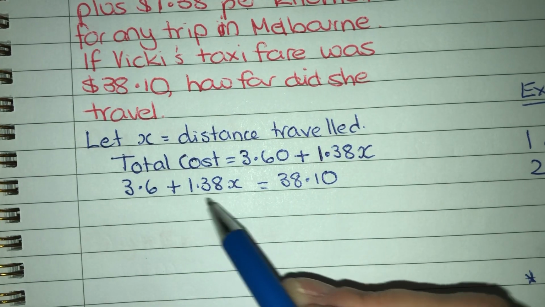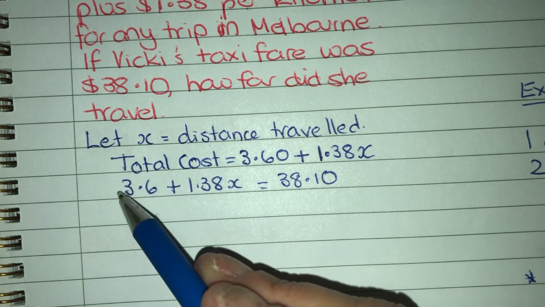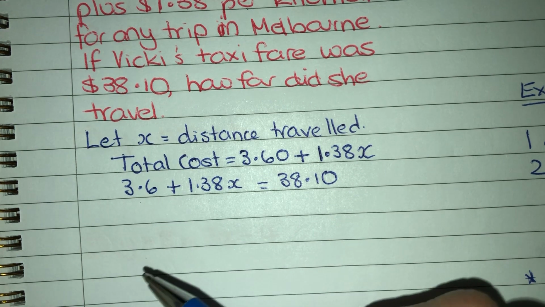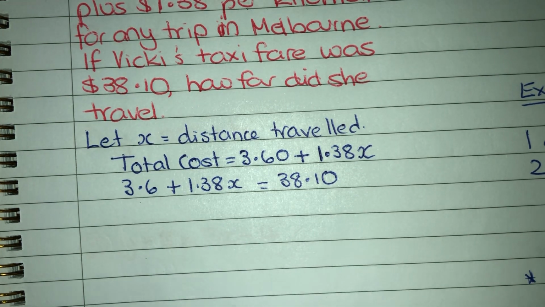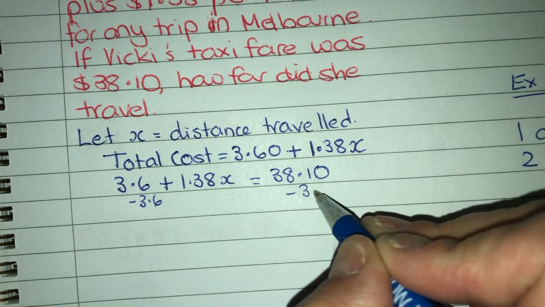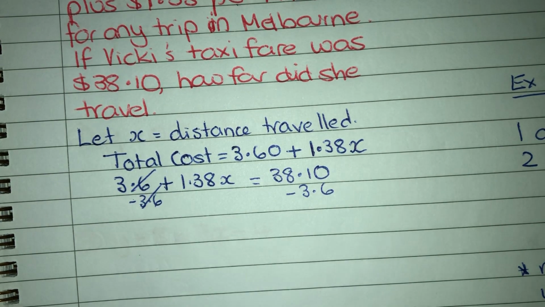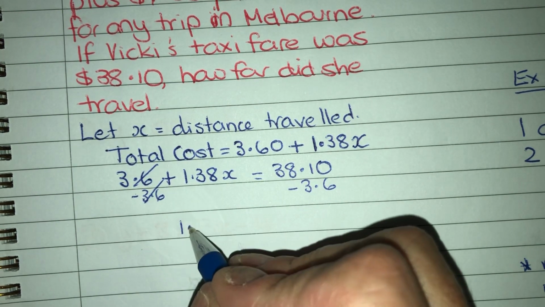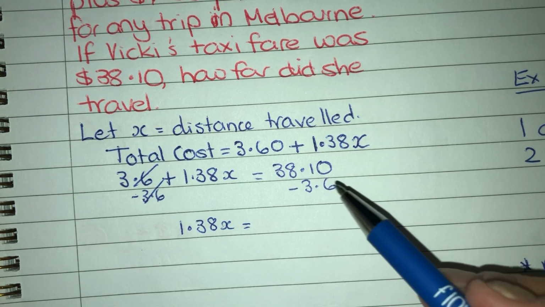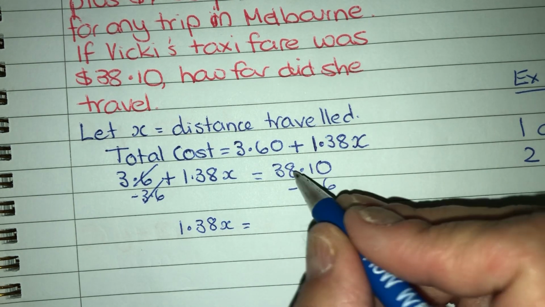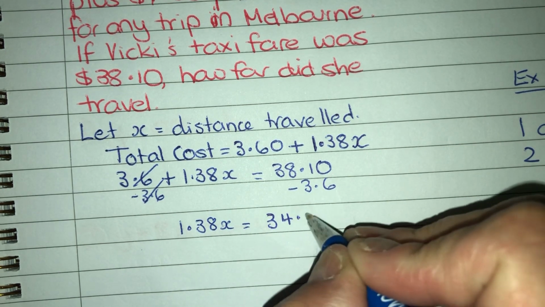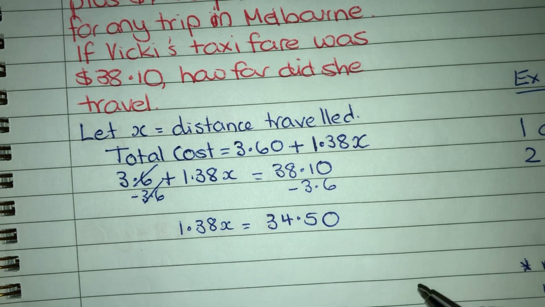All right, so we have to get rid of something, and we move the number that is furthest from the x. So that's going to be 3.6. 3.6 is just sitting there, so we need to subtract 3.6. And we have to do that, of course, to the other side as well. Now we are left with 1.38x, and that will be equal to 38.10 minus 3.6, which is 34.5, I hope. Is it?